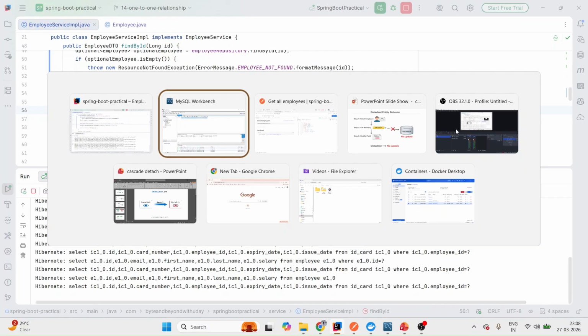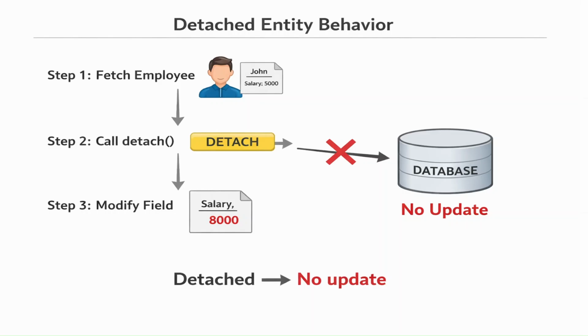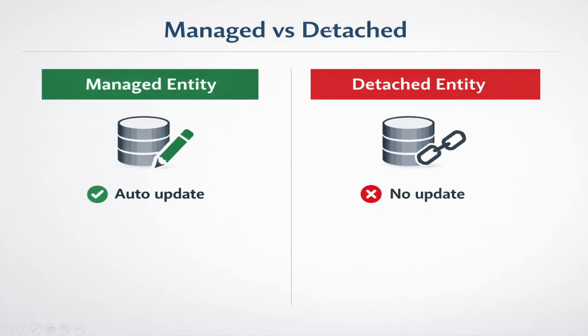So you have understood both of the concepts, right? The managed and detach. So over here, one part is clear. What is detach? Detach meaning whenever we are detaching the entity, there will be no update going to save in the database. But when the entity is managed, the entity changes will automatically be saved in the database. So that is the main difference.